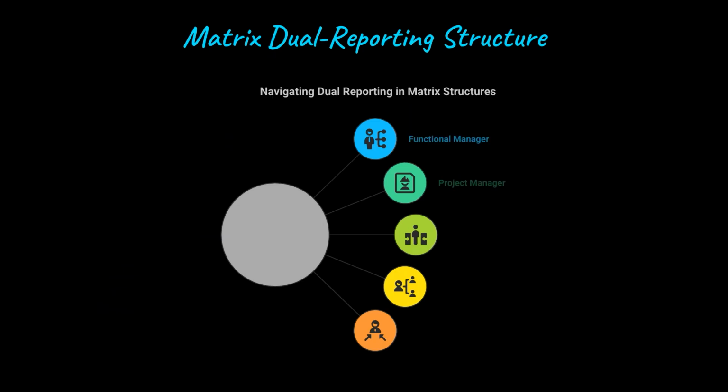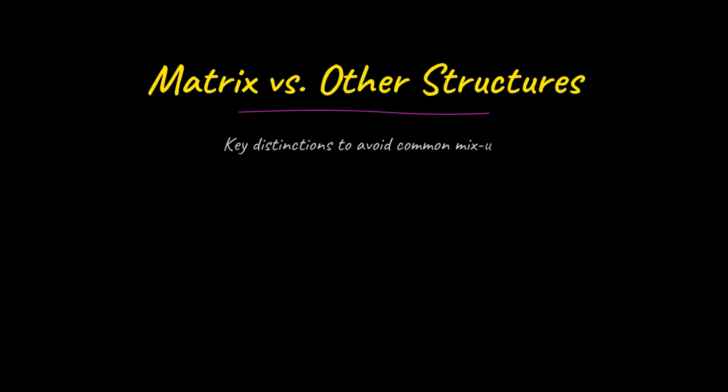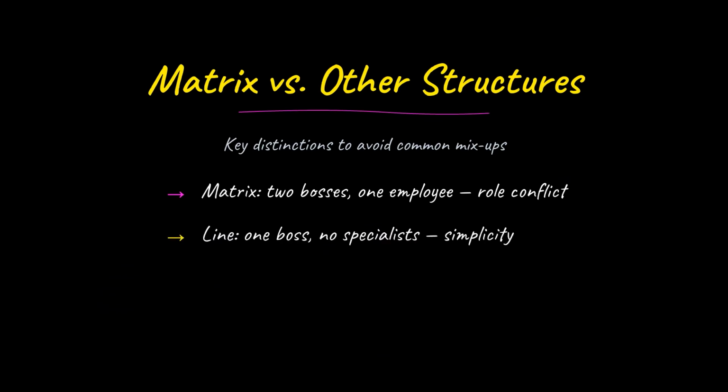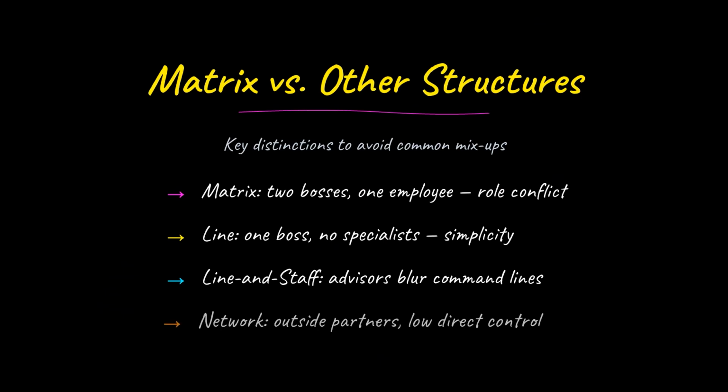In a matrix, the employee sits at the intersection of two lines of authority. When the functional manager and the project manager set competing priorities, the employee is caught between them. That role conflict is the matrix's defining weakness. When a scenario describes workers receiving clashing directions from two managers, that dual command hallmark points straight at a matrix. Do not confuse it with a divisional structure, which groups units by product or region.